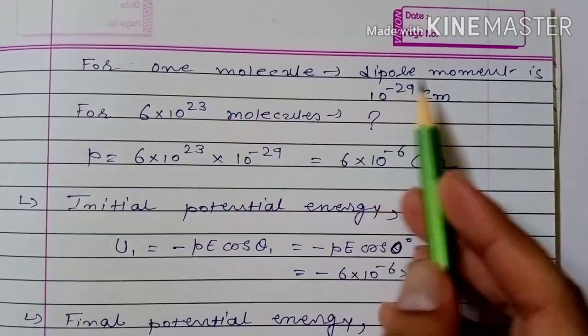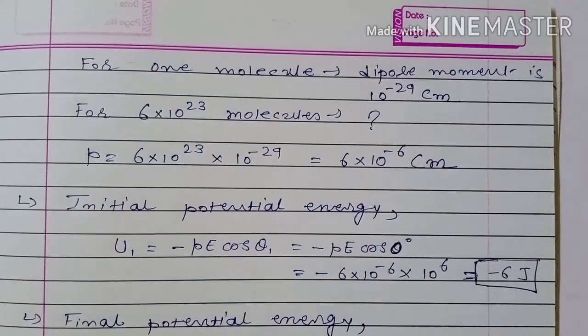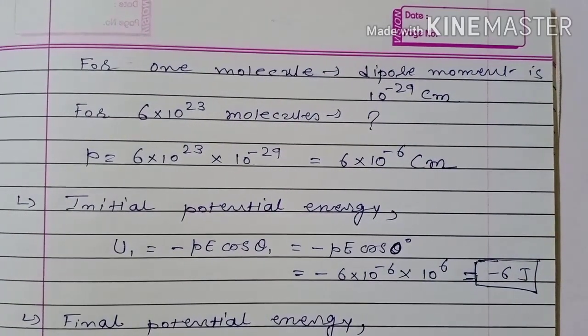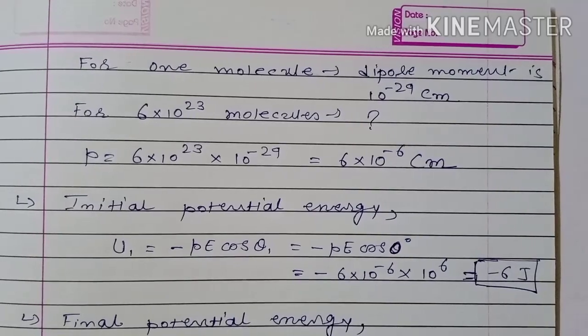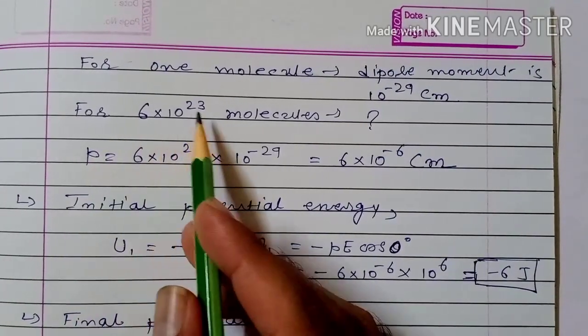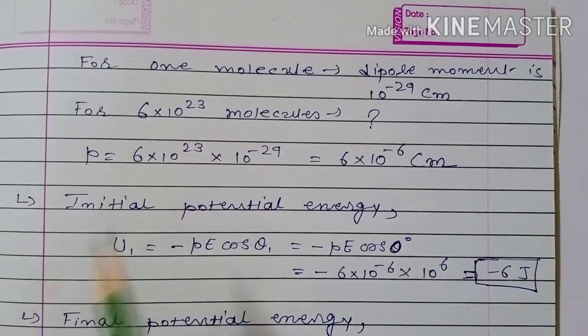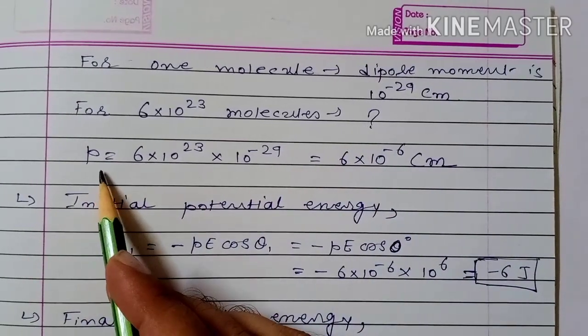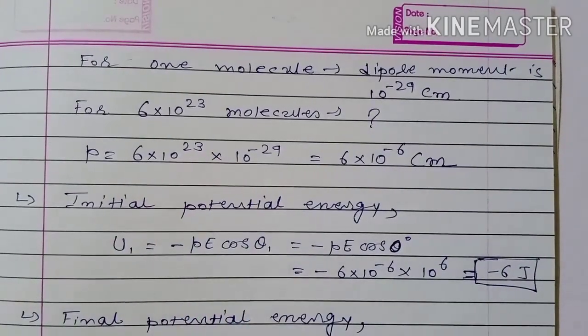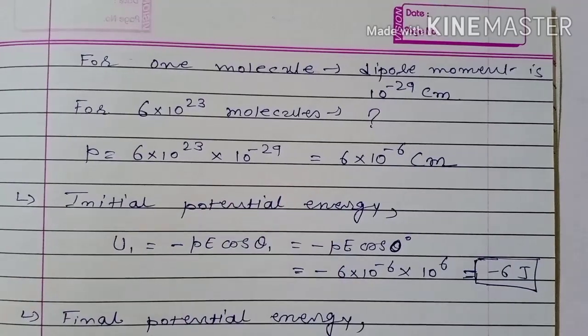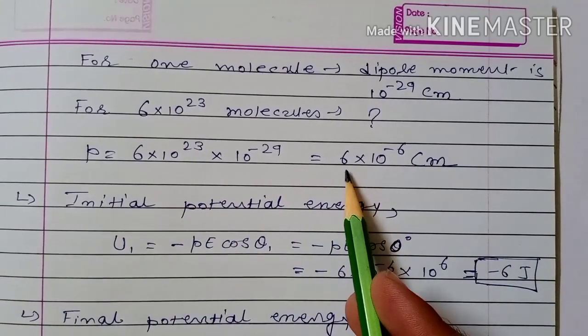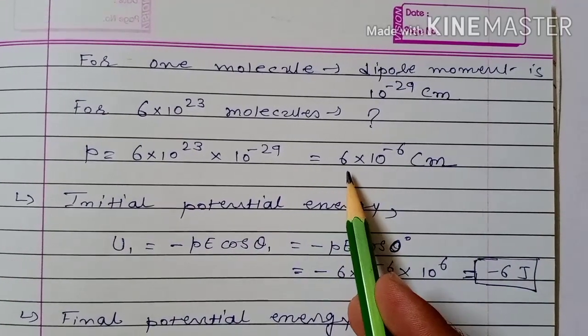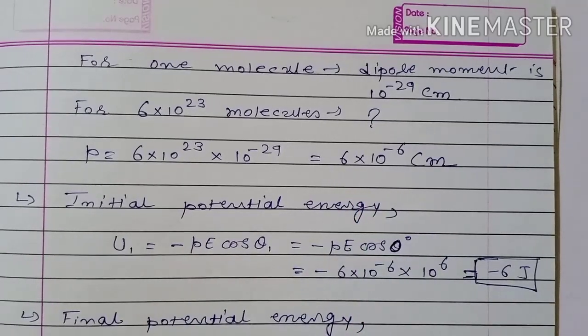For one molecule, dipole moment is 10 raised to minus 29 coulomb meter. But they have given 1 mole of substance. In 1 mole of substance, there are 6 into 10 raised to 23 molecules. So total electric dipole moment is 6 into 10 raised to 23 into 10 raised to minus 29. 23 minus 29 is minus 6. So we can write the total electric dipole moment of 1 mole of substance is 6 into 10 raised to minus 6 coulomb meter.